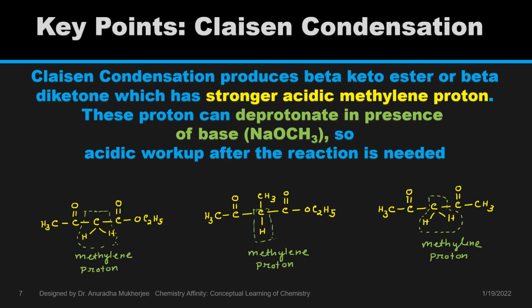In Claisen condensation reaction, the product is either beta keto ester or beta diketone. Now in this product, here you can see this is called the methylene carbon, and each methylene carbon has methylene protons. So these methylene carbons are present in between the two carbonyl groups, and carbonyl groups are electron withdrawing, which makes this methylene proton acidic enough to get deprotonated by the base which is present in the reaction mixture.